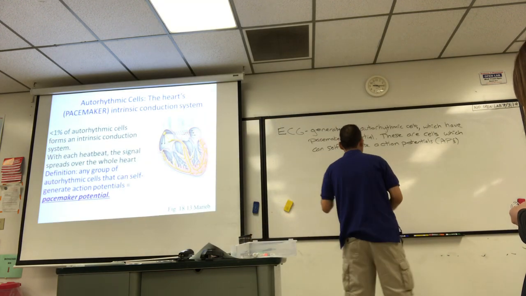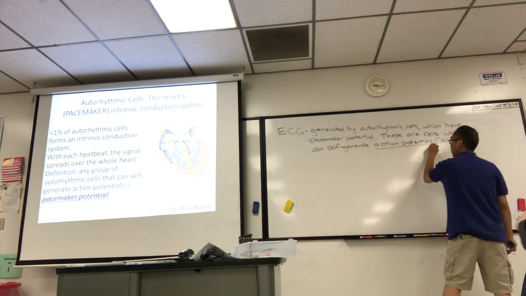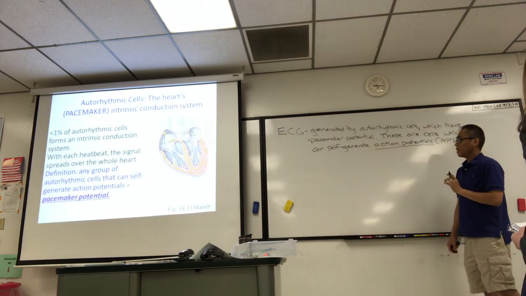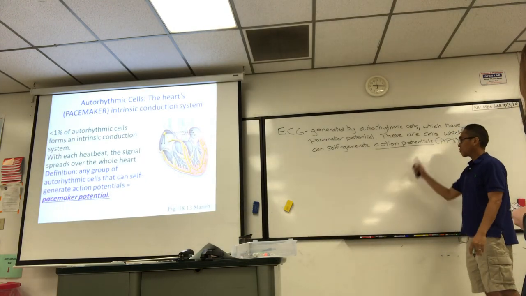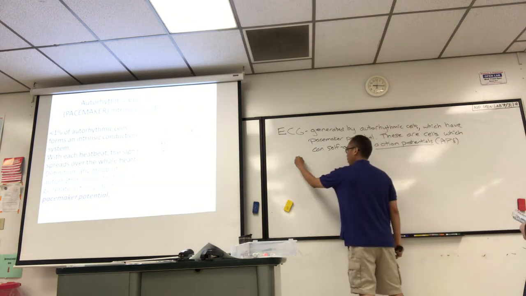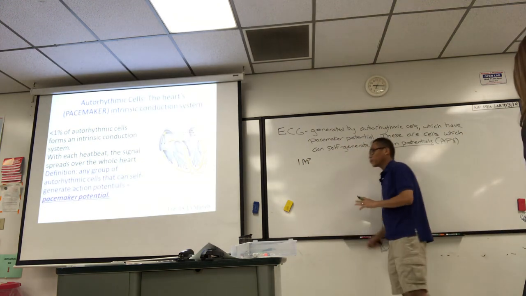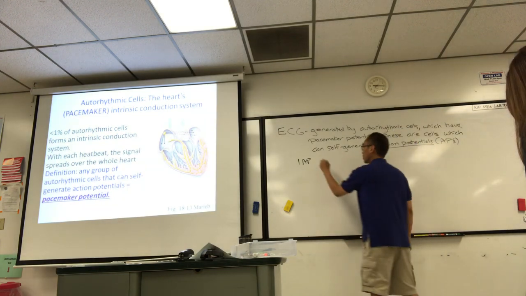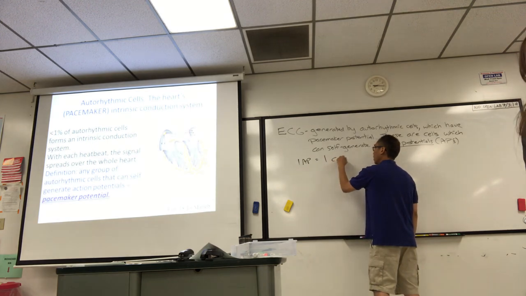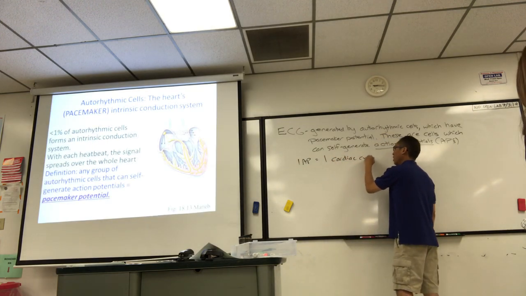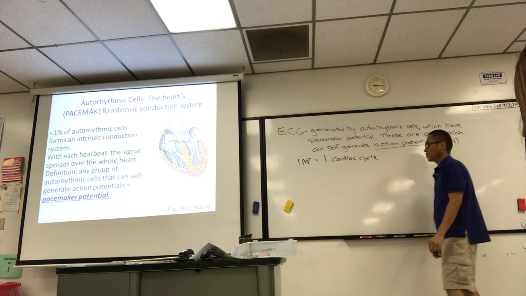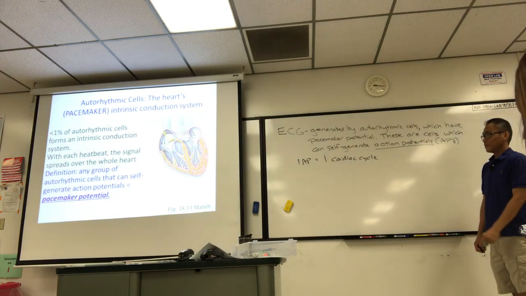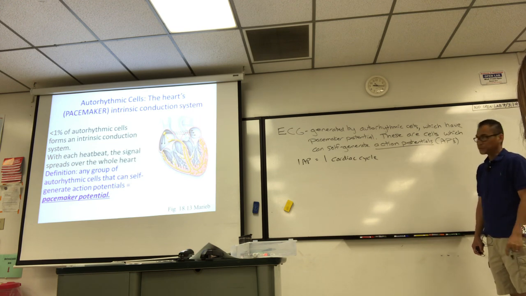This is of extreme importance. For example, if you have a pacemaker that can generate one action potential, think of it this way, one AP, that will spread through the entire heart and generate one cardiac cycle, or one heartbeat. Okay, so that's the importance of it. And depending on the rate at which you generate the action potentials, that determines your heart rate.